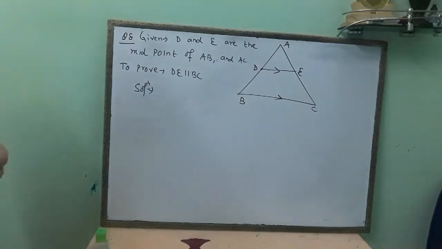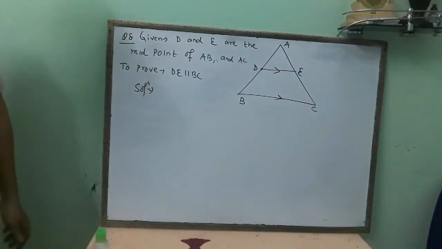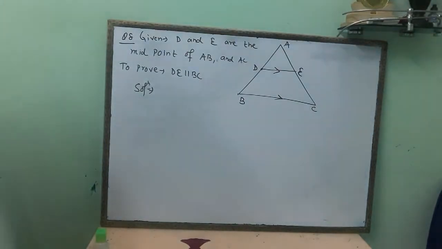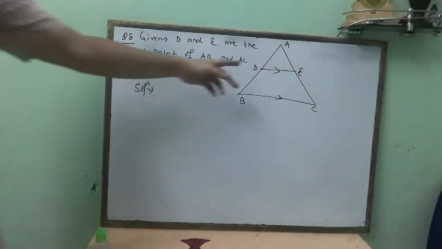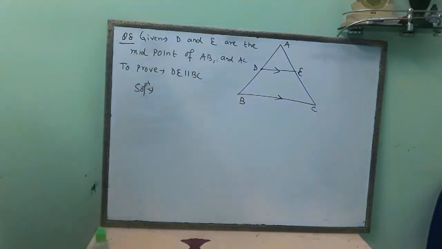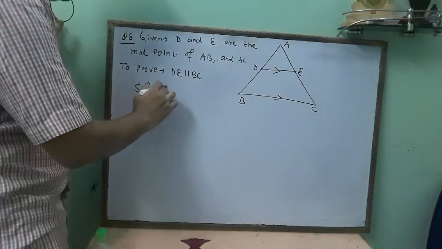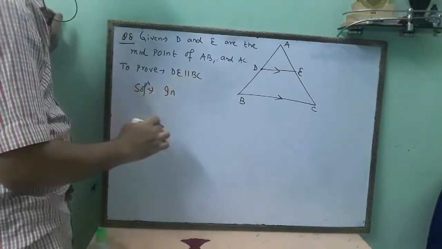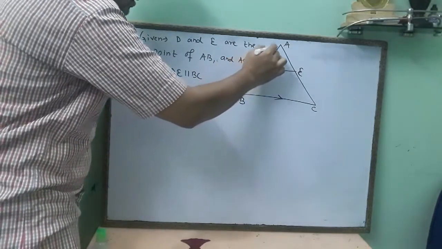So this is question number 8. Prove using 6.2, that is converse of Thales theorem, that the line joining the midpoints of any two sides of a triangle is parallel to the third side. We have to prove that DE is parallel to BC, and it is given that D and E are the midpoints. So we will use converse of Thales theorem. For this we need to just say that the ratio is equal.